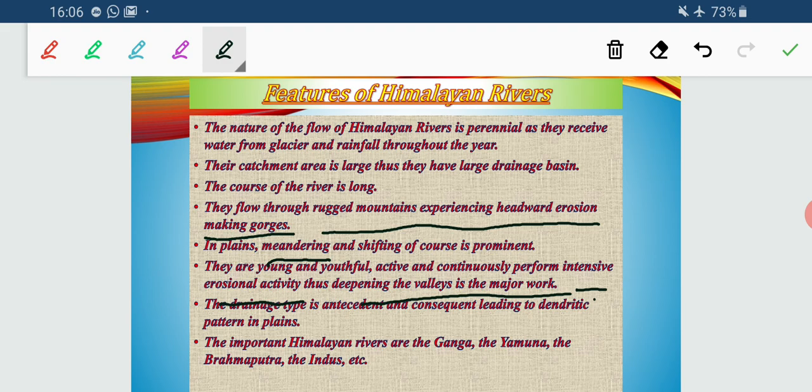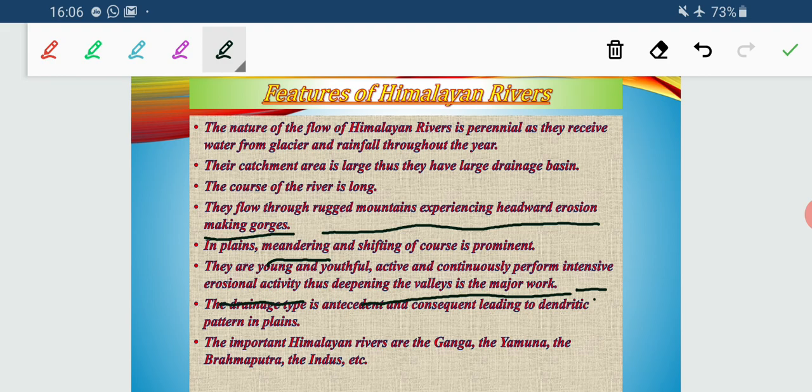Now this drainage type is antecedent and consequent leading to a dendritic pattern in plains. I am going to explain this part in the next topic, the evolution of Himalayan drainage. The word antecedent has been derived from the word ancestor. Hopefully you know the meaning of the term ancestor. So Himalayan rivers have also originated from one ancient river named Shivalik. That is why Himalayan rivers are considered antecedent drainage. I am going to explain this in the next topic.